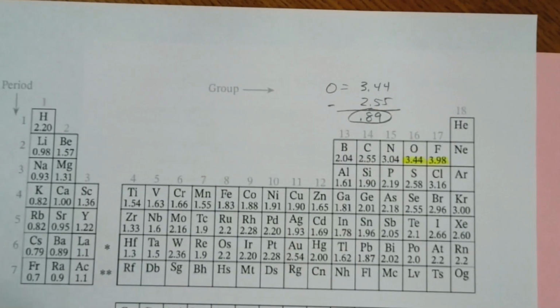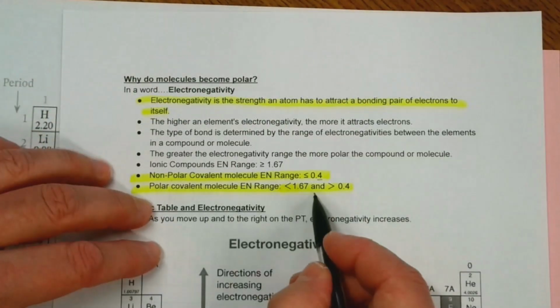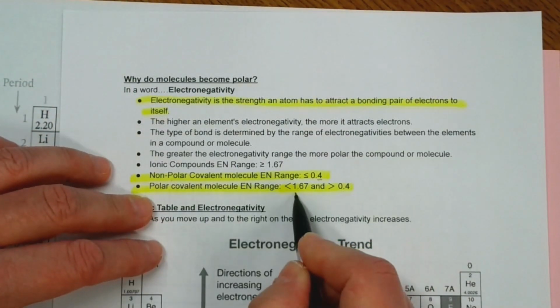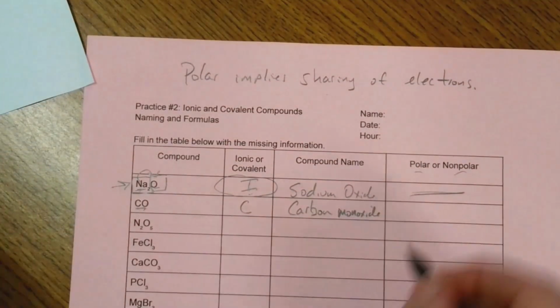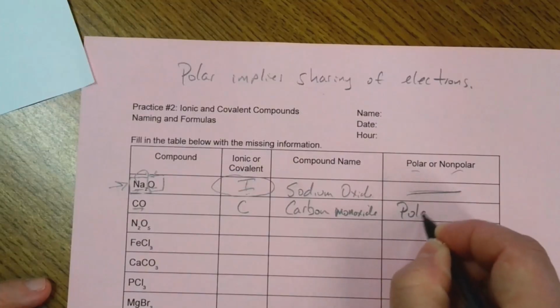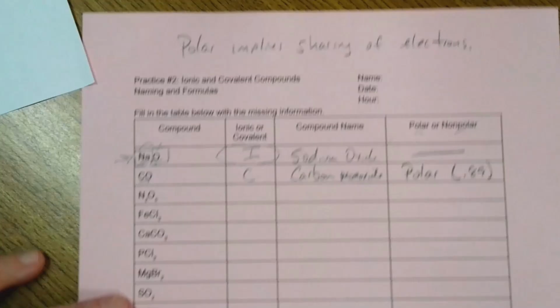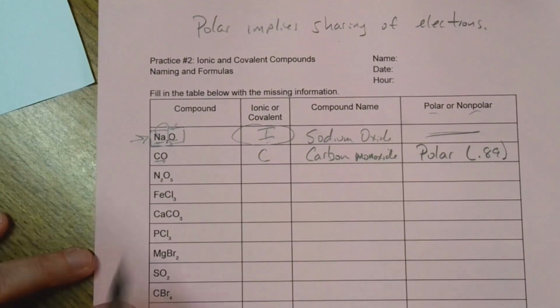So what we're going to do now is go back to this document that had our electronegativity ranges. 0.89 will fall in between 0.4 and 1.67, so we know that this is going to be a polar bond. We're going to say it's polar, and we're going to prove it by putting our electronegativity range right next to it. Okay, so far so good.